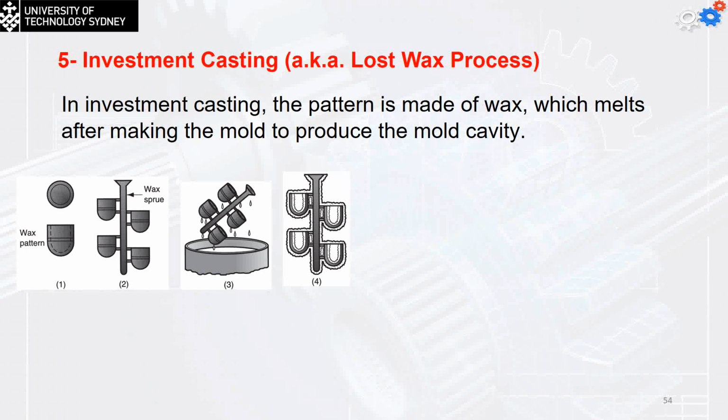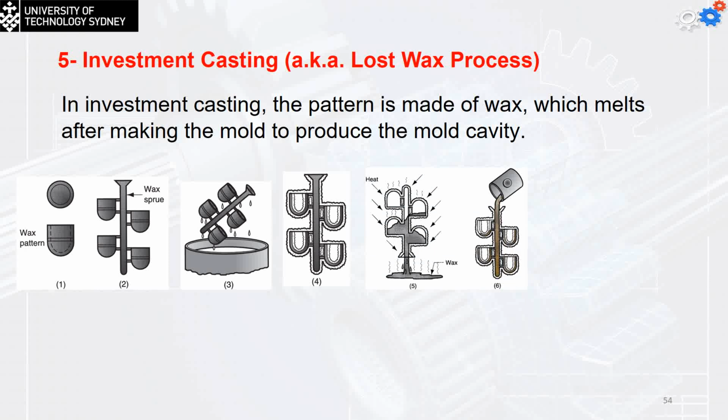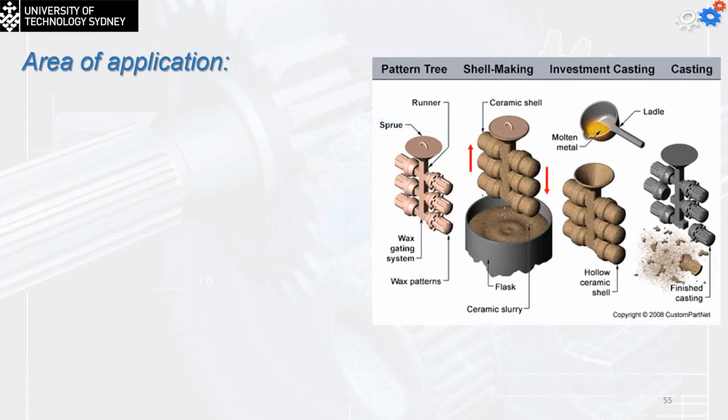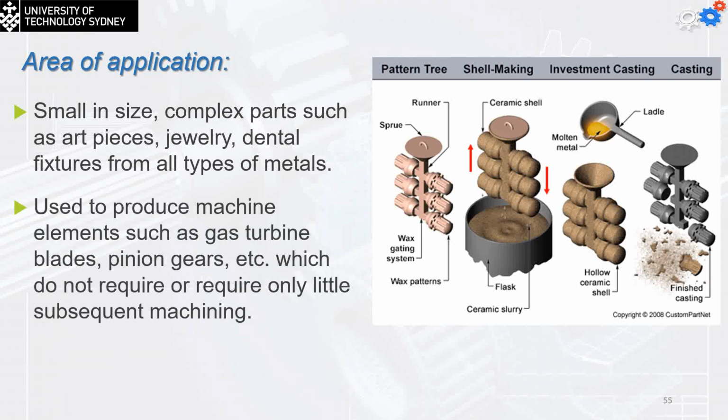Now the areas of application for that are small but complex parts such as art pieces, jewelry, dental fixtures from all types of metal. It's used to produce machine elements such as gas turbine plates. Have you seen this one with the turning we had in it? This is the best way to make it. The pinion gears require little or no subsequent machining. So we can take the part, it's going to have very good surface finishing, and use it directly.